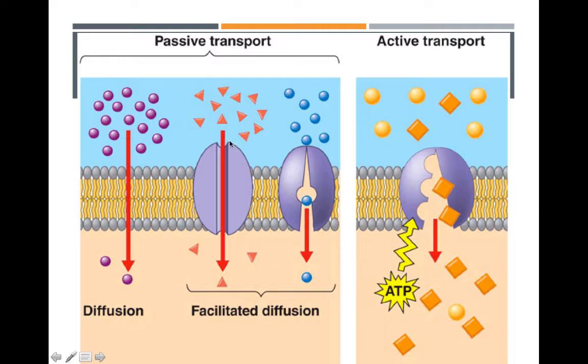Some certain substances can't fit through this membrane, so they have to wait until this protein opens up and gives them a gap big enough to fit through. Okay, active transport can generally go against a concentration gradient, so from low concentration to high concentration, and it requires energy. ATP is the form of energy that we use for active transport.